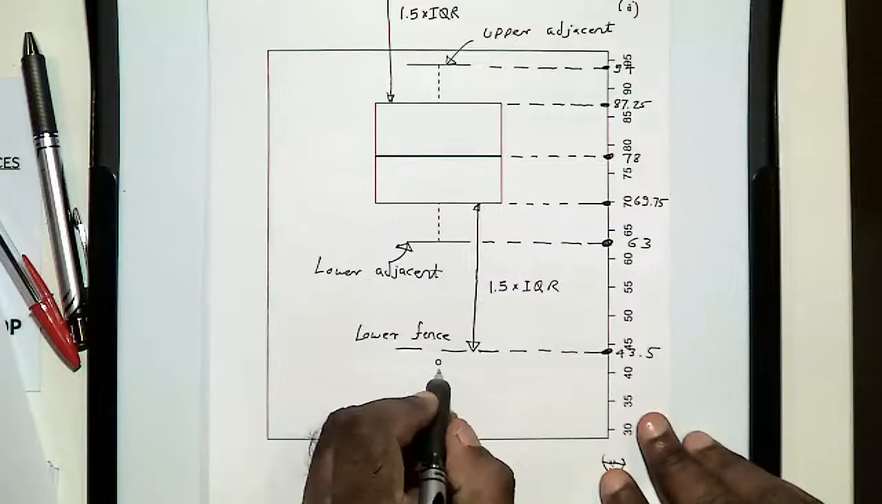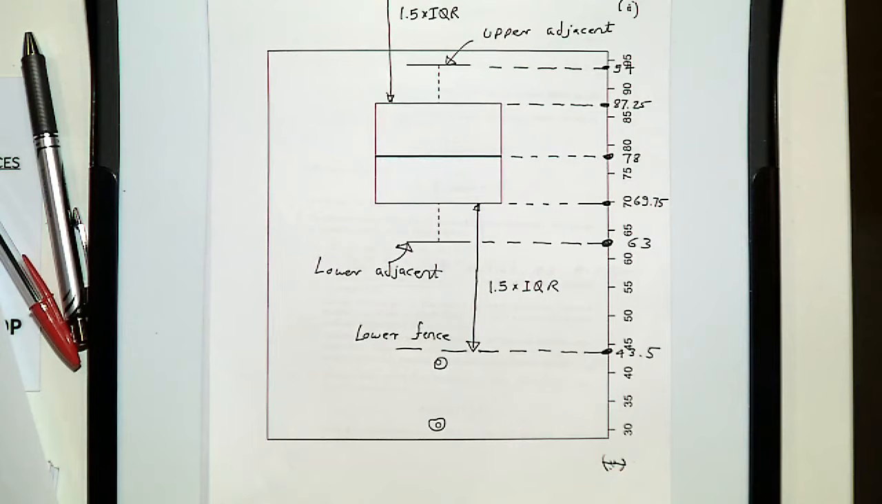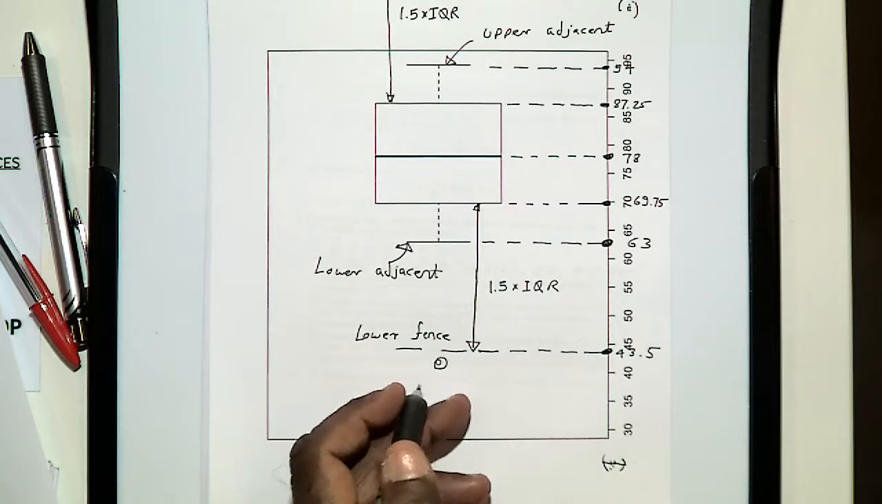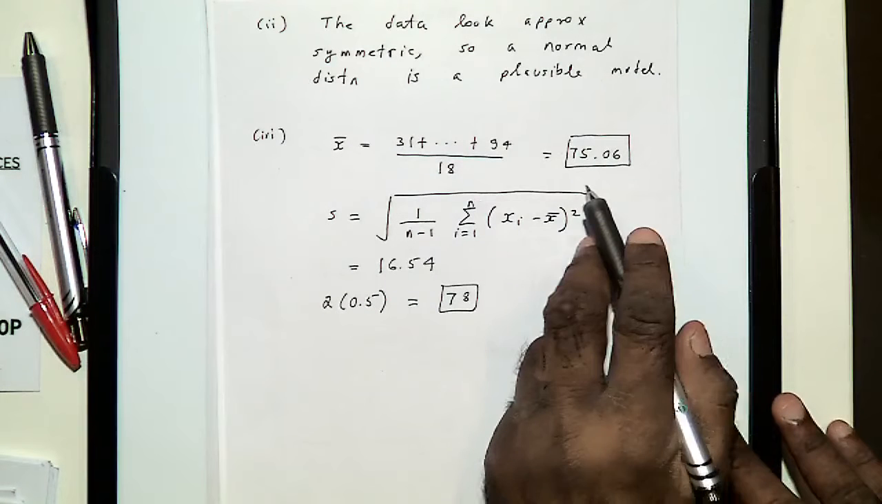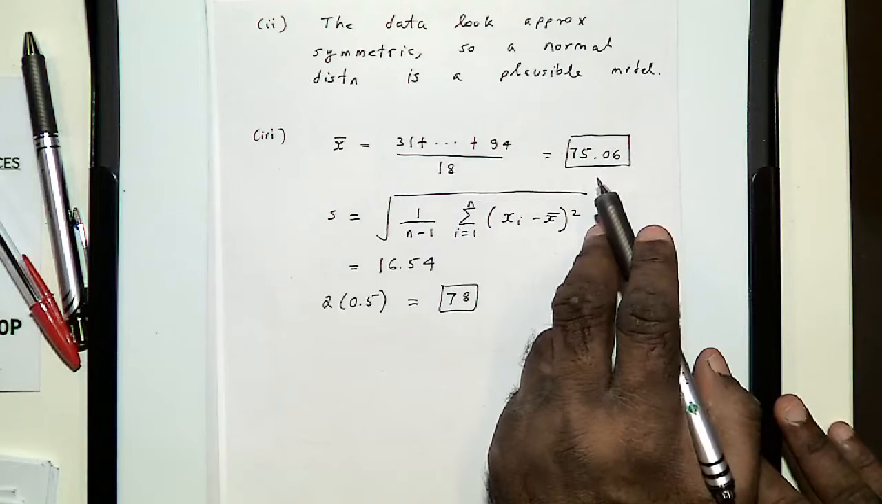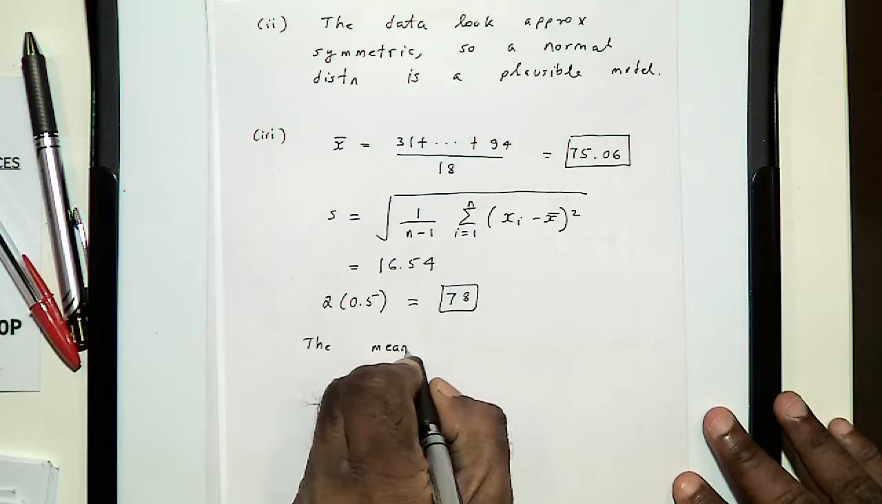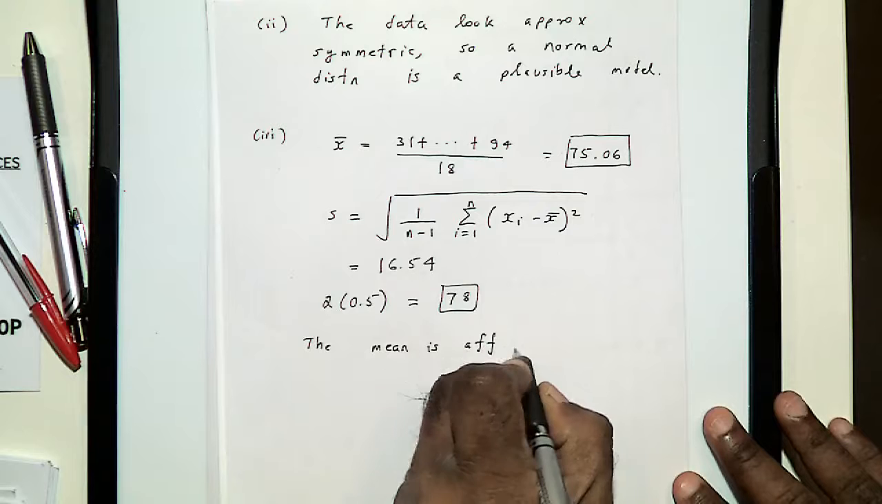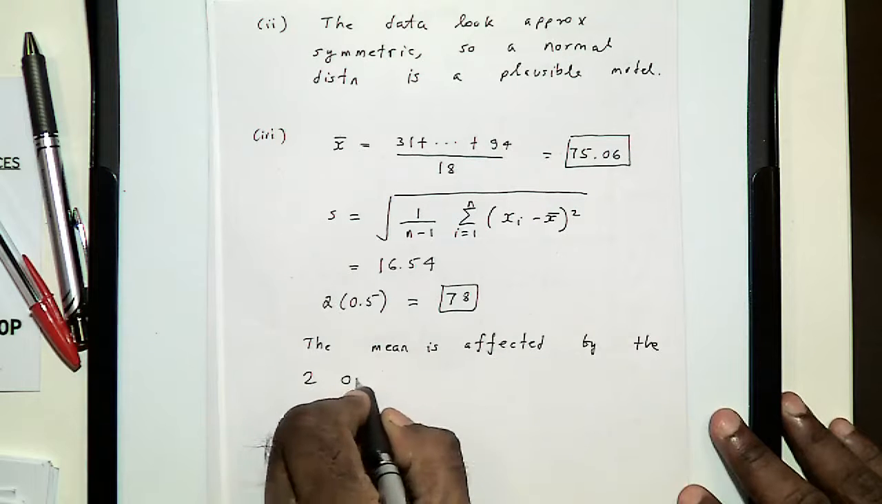Look, you have these two outliers, and these two outliers have the effect of reducing the mean, right? They don't affect the median, but they do affect the mean when you have an outlier. So because of these two outliers, the mean has been pulled down to 75.06. So this is what I will say: the mean is affected by the two outliers.